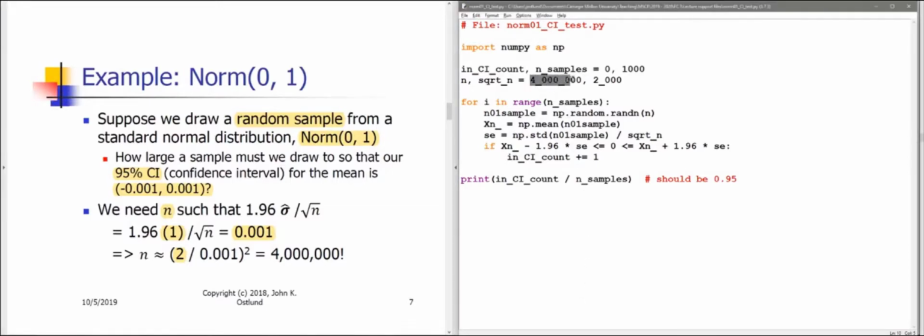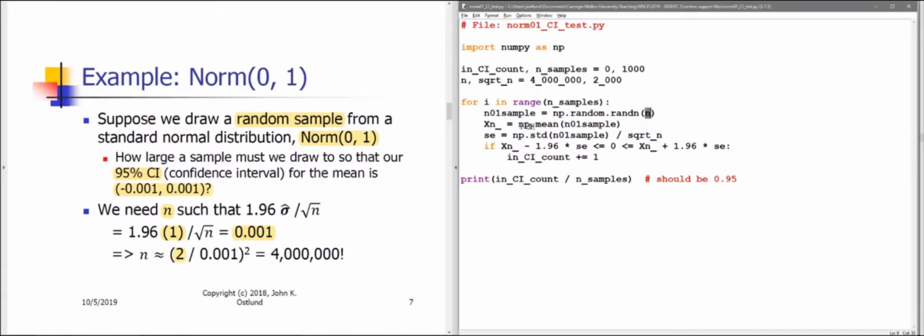Well, we have determined that we need to have a sample size of 4 million in order to have a 95% confidence interval within plus or minus 0.001. And what I'm doing here is drawing 1,000 samples of 4 million values from the standard normal to see whether, in fact, roughly 95% of those samples result in confidence intervals containing the true mean of 0. Okay, so 1,000 times we're going to generate a random sample of 4 million values. So N01 sample is 4 million samples drawn from our standard normal distribution.